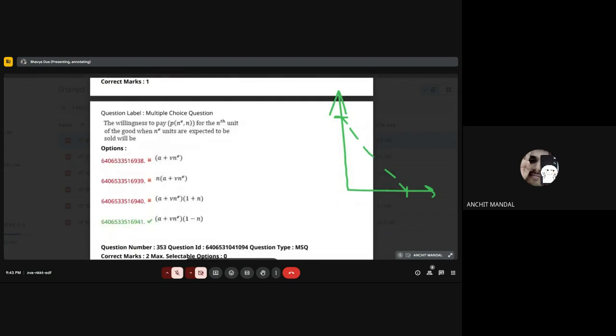This is a question from the graded assignment. Willingness to pay for the nth unit of the good when NE units are expected to be sold is A plus VNE into 1 minus N. This one can be derived. It does not have a solution per se, but it can definitely be derived. And the way to derive it is, let me think. Actually, no, this is a straightforward formula.